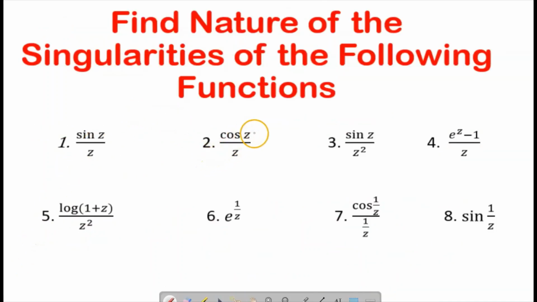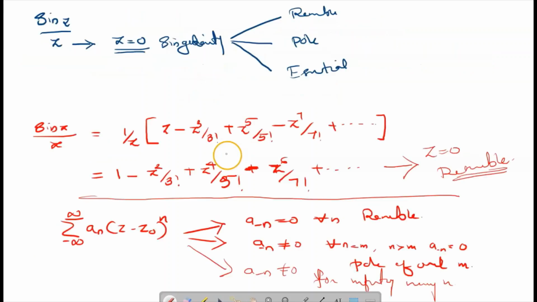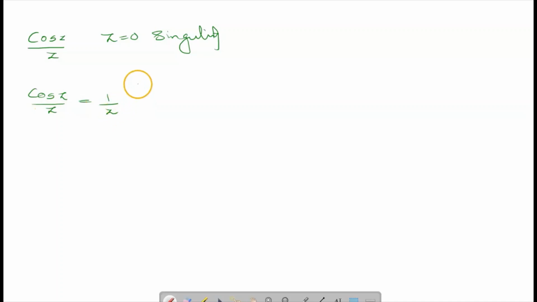Now, our next function is cos z by z. In the same way, we can use the Laurent series expansion of cos z by z. Here also z equal to 0 is the singularity of this function. Now, we need to find the series expansion of cos z by z. So 1 by z outside. The expansion of cos z is 1 minus z square by 2 factorial plus z raised to 4 by 4 factorial minus z raised to 6 by 6 factorial, etc.